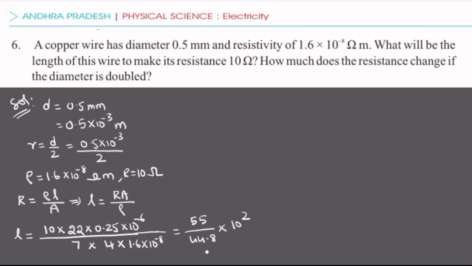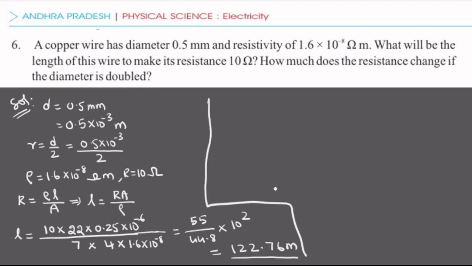So if you simplify this you will get the value as 122.76 meters. 122.76 meters is the length you will get. Now for this length, we have to solve the next part of the problem. How much does the resistance change if the diameter is doubled?